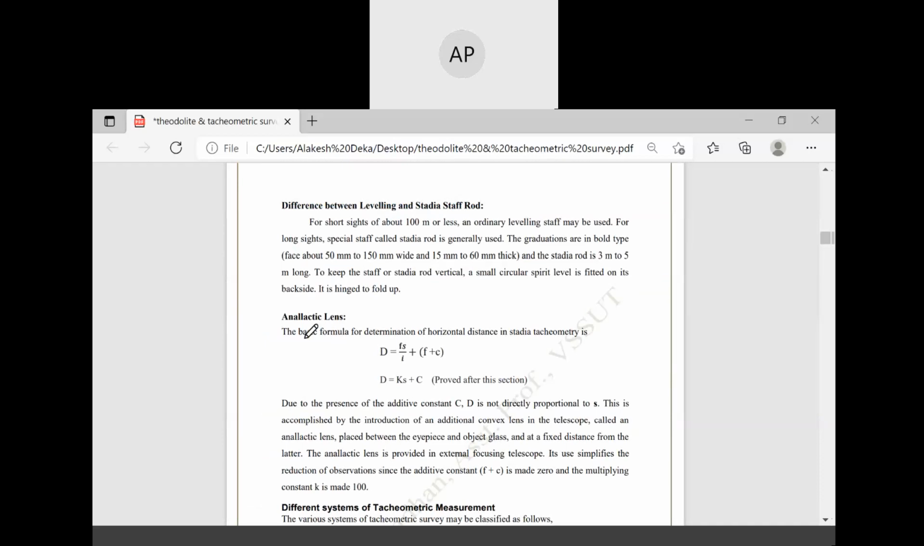Okay, so there is a basic formula for determination of horizontal distance in stadia tachometry, that is D equal to (f/i)s plus (f plus c). That means D equal to ks plus c. So we have one multiplying constant k and we have one additive constant c.